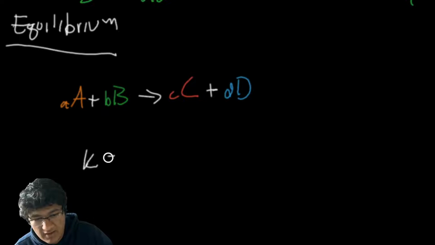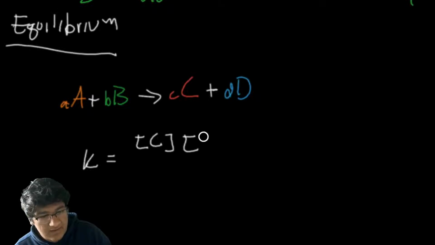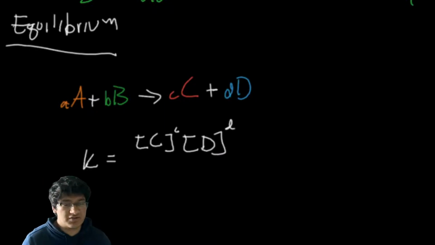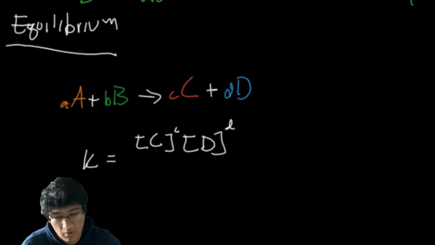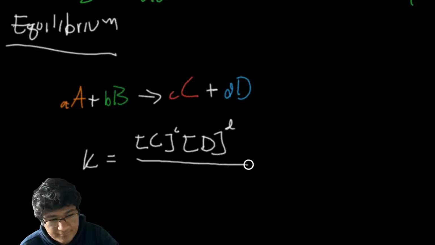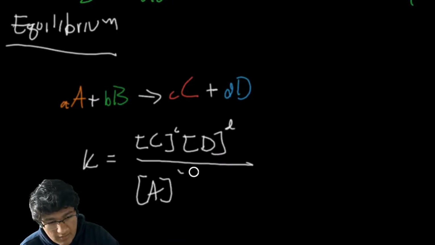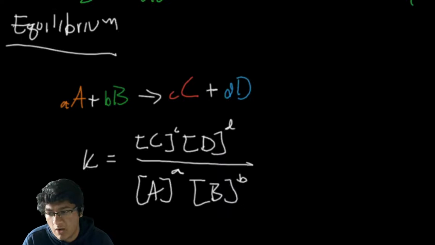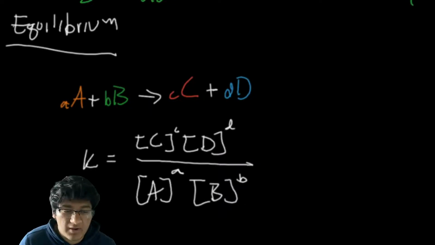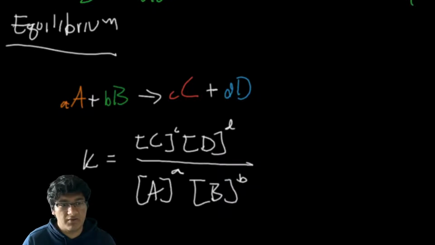K is equal to the concentration of C raised to the exponent lowercase c, times the concentration of D raised to the power lowercase d, over the concentration of A raised to the power lowercase a, times B raised to the power lowercase b. This is a dynamic way to show equilibrium, because it shows a ratio of the amount of product formed and the amount of reactant.